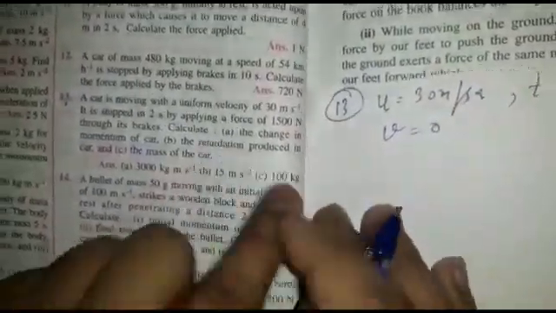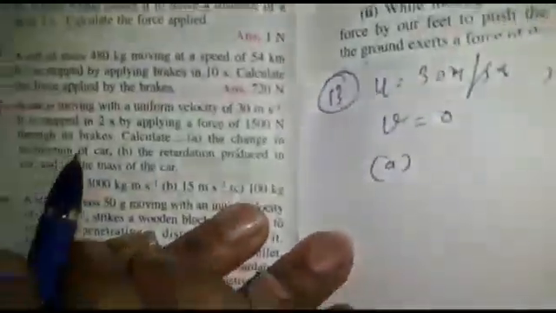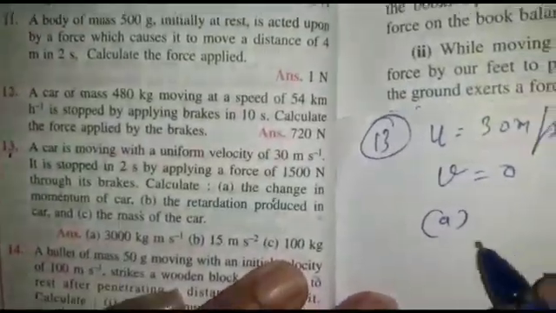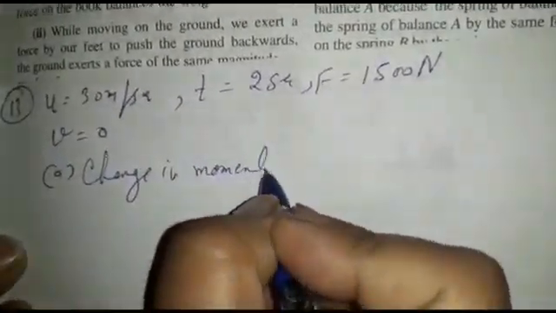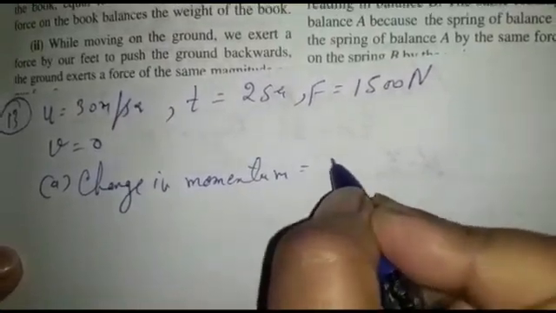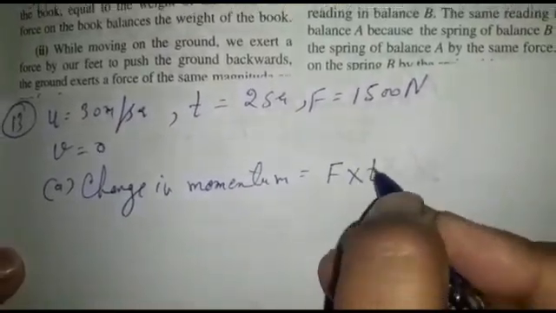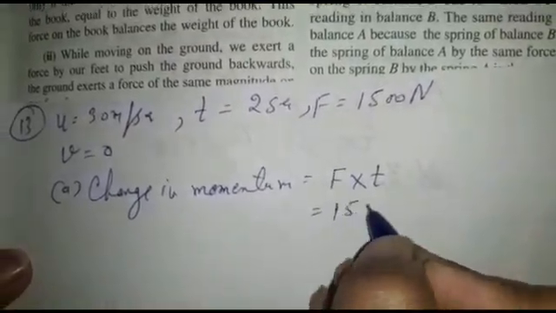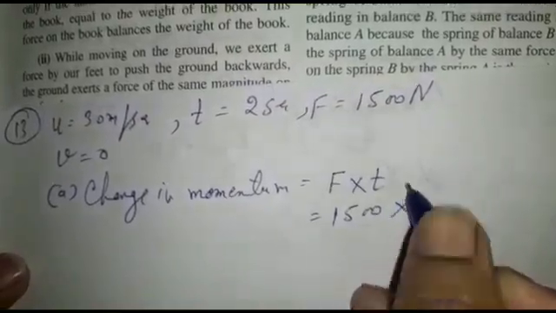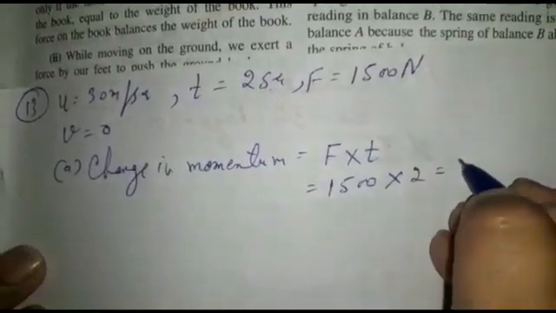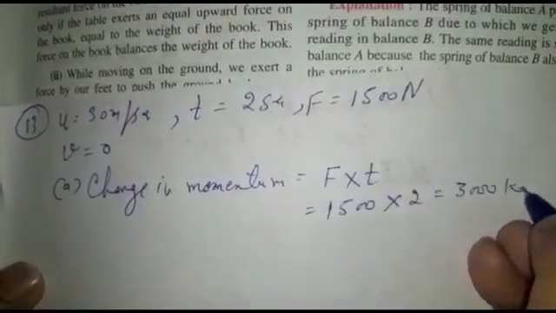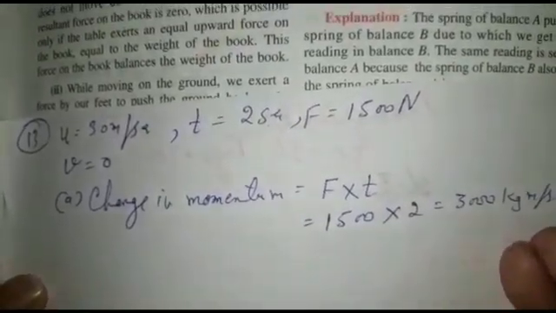What we have to find first? A part, the change in the momentum of the car. Change in momentum. So you can give this formula also. Change in momentum is equal to F into t. This also you can give 1500 into what is your t, time is your 2. So it will come 3000 kg meter per second.